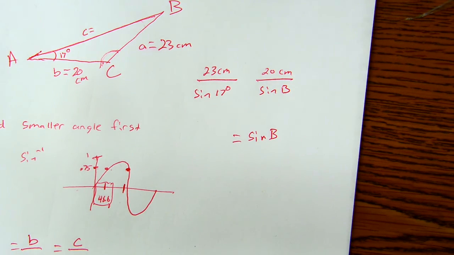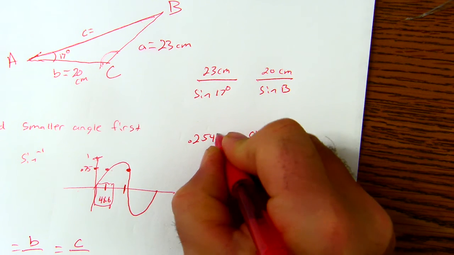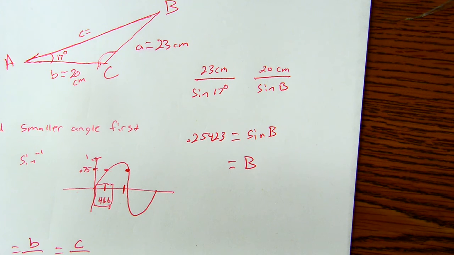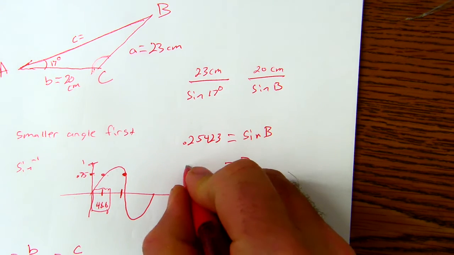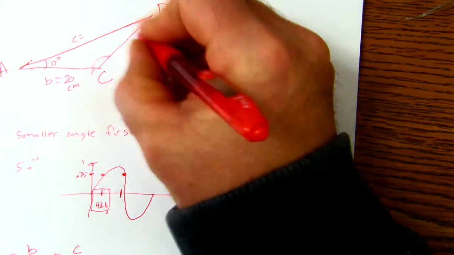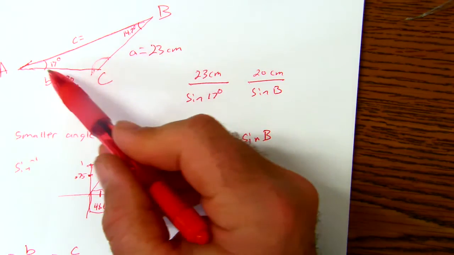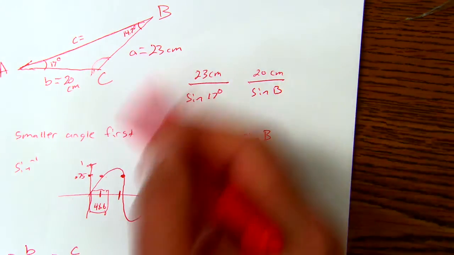So I'll try to do this here. Sine of 17 times 20 divided by 23. So I have sine of angle B is 0.25423. And if I want to find out what angle B is, then that's when I'd use my inverse key. So I'll go sine inverse of that answer, and it turns out to be 14.7 degrees. Angle B is 14.7 degrees. Now, don't make it hard. You know all three angles add up to 180, so you don't really have to do law of sines here. But the law of sines is slick.